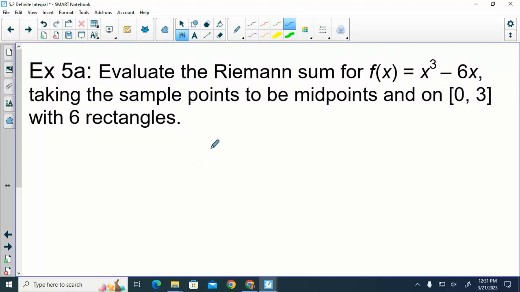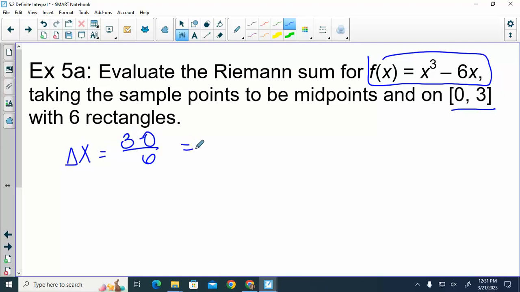All right, so I want to do the Riemann sum for f of x equals x cubed minus 6x, where my midpoints are on the interval 0 to 3 with 6 rectangles. Okay, so we start out our change in x, same as always. We're ending at 3, starting at 0, dividing it by 6, so my change in x is 1/2, or 0.5. Right? We are starting at 0, so I'm just going to draw a really rough sketch here. Oh, n is 6 now.